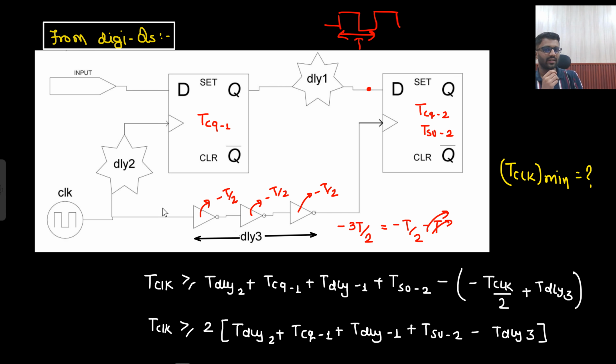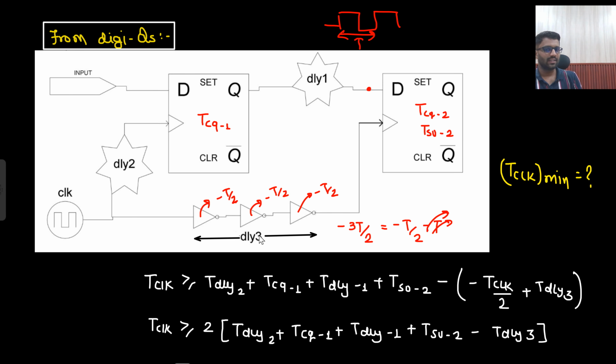And if clock is being inverted, this is giving me a phase shift of minus t by 2. This is also not phase shift, delay. Again and again I am calling it phase shift. This is giving me a delay of minus t by 2, overall delay minus t by 2. And it is having its own delay of dl by 3 as well.